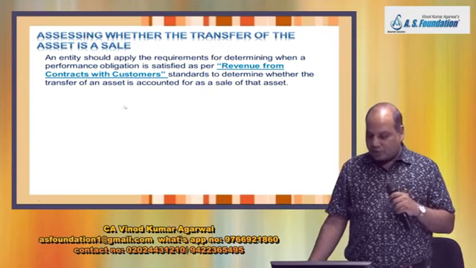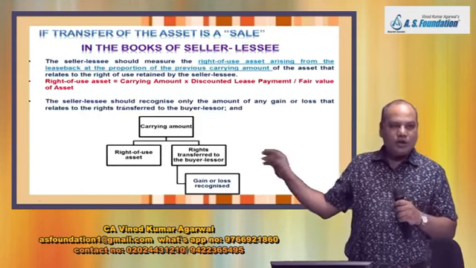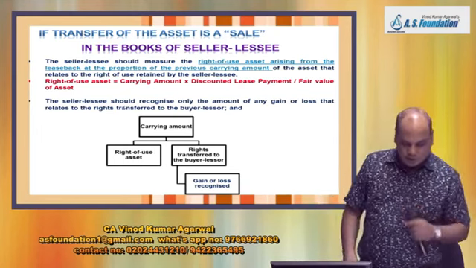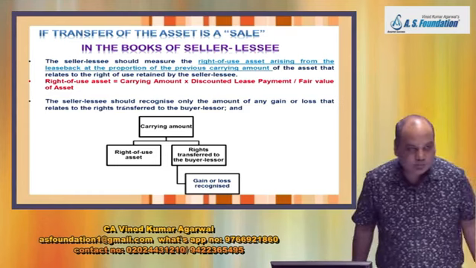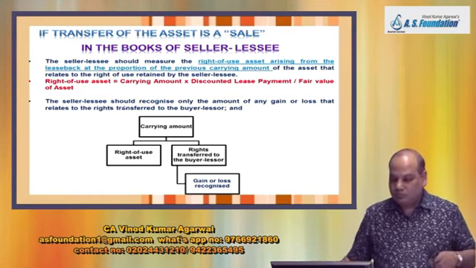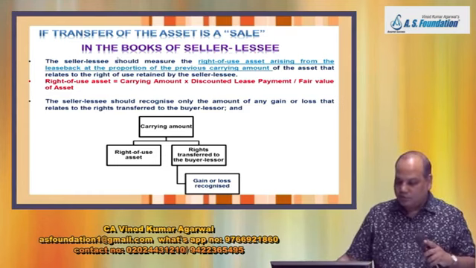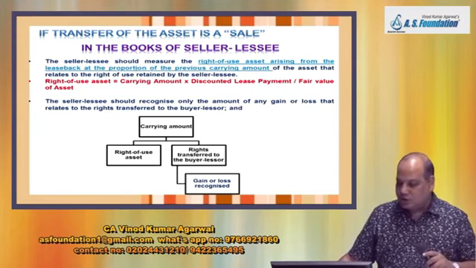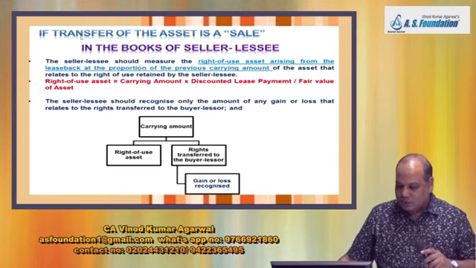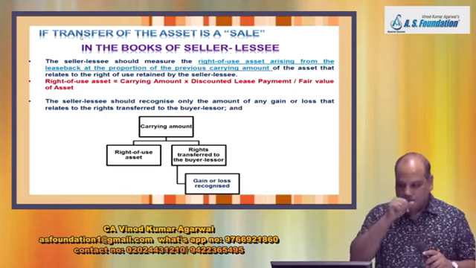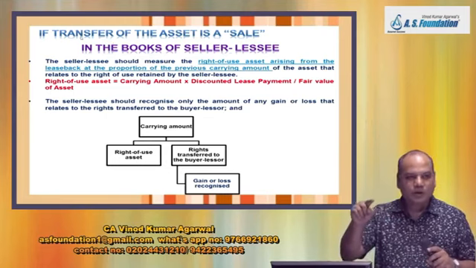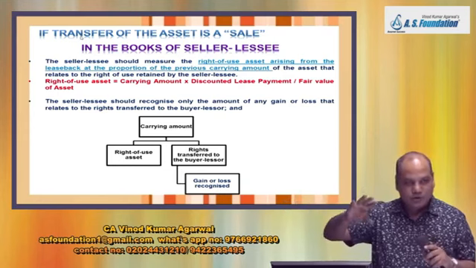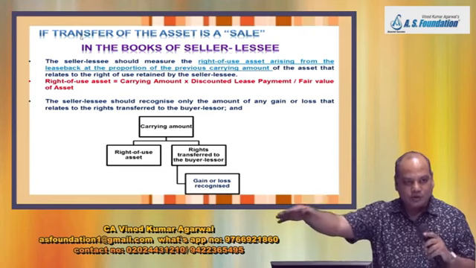If it is satisfied, then you will follow this accounting which is right now appearing on the screen. Keep a pen, pencil ready. I have written some formula here. In your diagram, summary was given. Now we'll see a little detailed version. First, case 1, transfer of the asset results into sale.